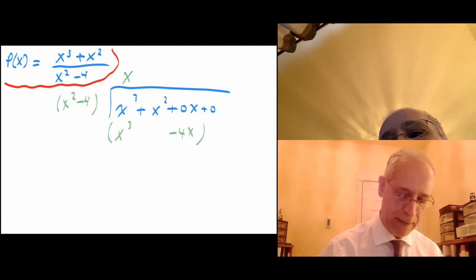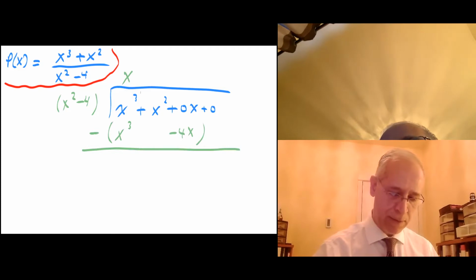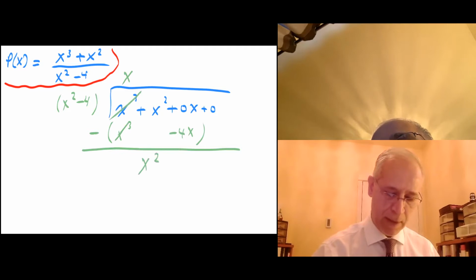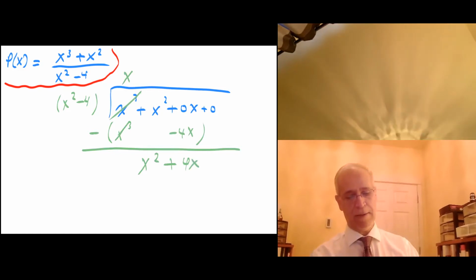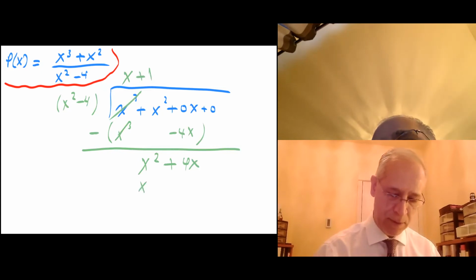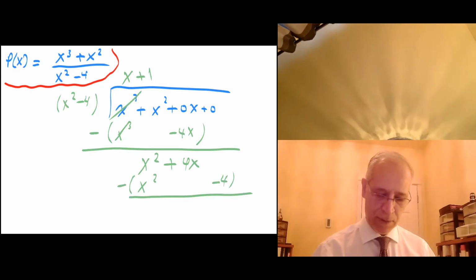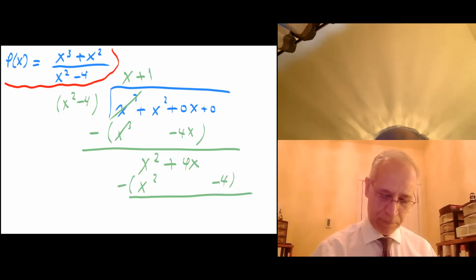And now if I subtract, this just cancels this, so there's nothing. Bring the x to the second down. Negative times negative is positive, plus 4x. Okay, and now I'm going to go ahead and put plus 1. 1 times x to the second is x to the second, and 1 times negative 4 is minus 4. Subtract this. That gives me a 0. Bring the 4x down. 4x plus 4.